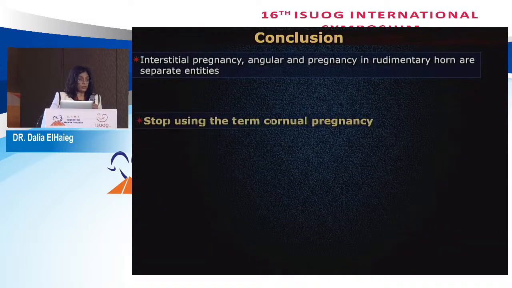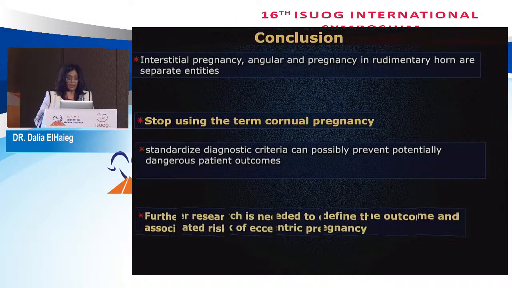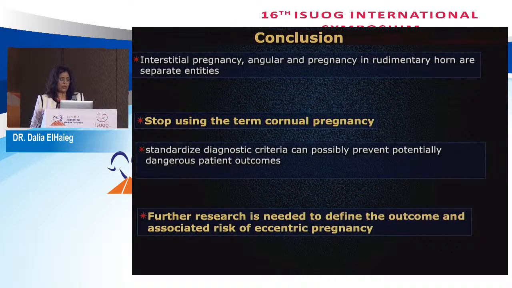So in conclusion, interstitial pregnancy, angular pregnancy and rudimentary horn are separate entities. Stop using the term cornual pregnancy. Standardized diagnostic criteria can possibly prevent potentially dangerous patient outcomes. Further research is needed to define the outcome and associated risk of eccentric pregnancy. And thank you very much.